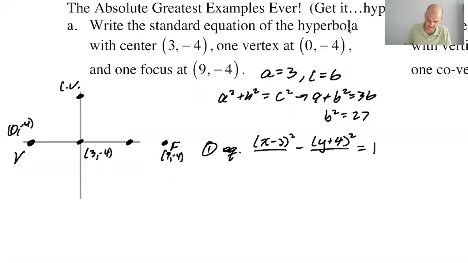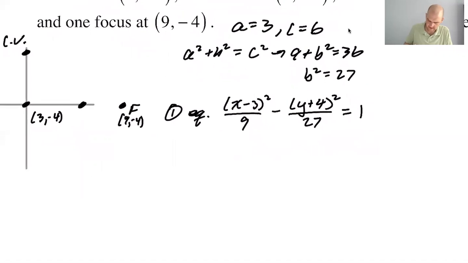So we said that a is 3, a always goes first, so that's 9. So think about it, you're at 3 and you can go 3 in either direction to get to your vertices. And then it's going to be b squared, so that's 27. So you are at -4 in the y, and you can go radical 27 this way, radical 27 this way, and then equals 1.